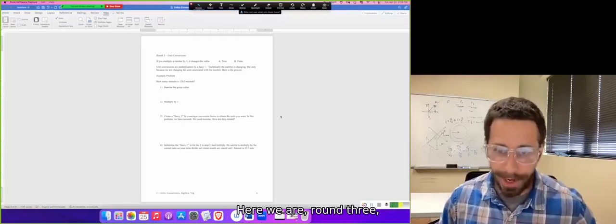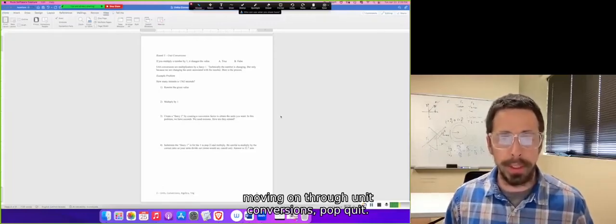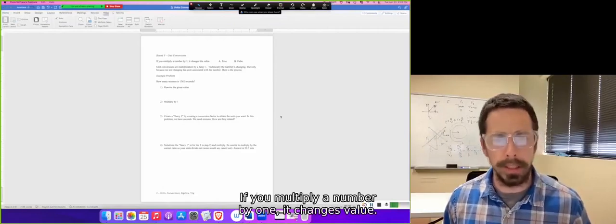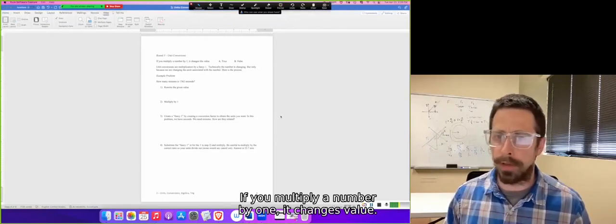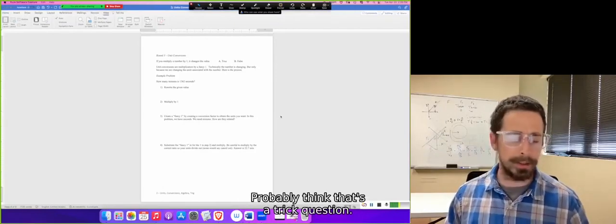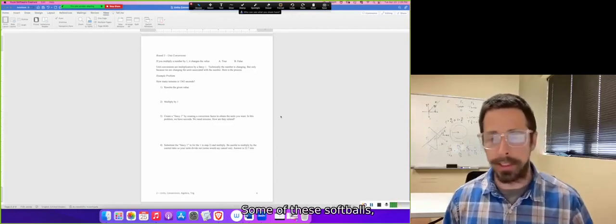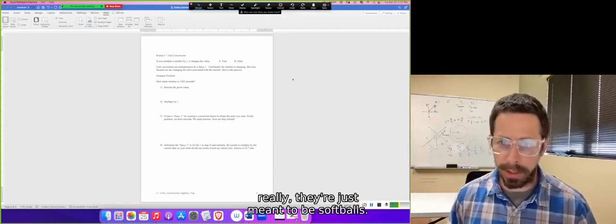Here we are, round 3, moving on through unit conversions. Pop quiz. If you multiply a number by 1, it changes value. You probably think that's a trick question. It's not, guys. Some of these are softballs. Really, they're just meant to be softballs.